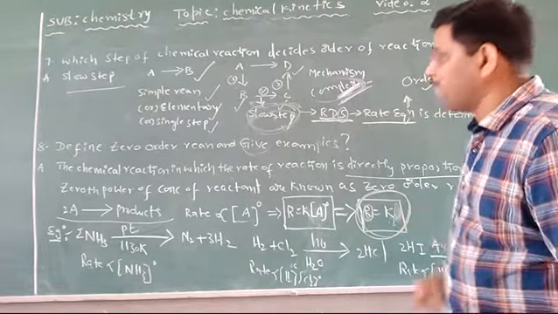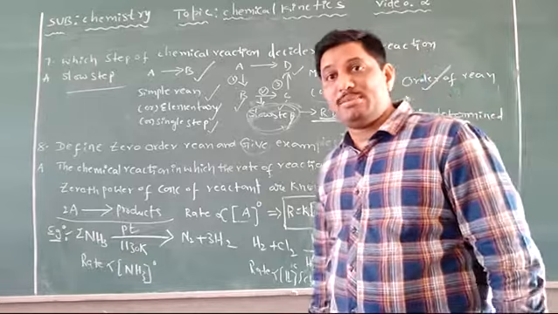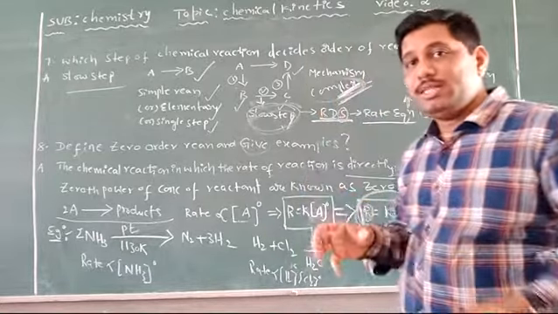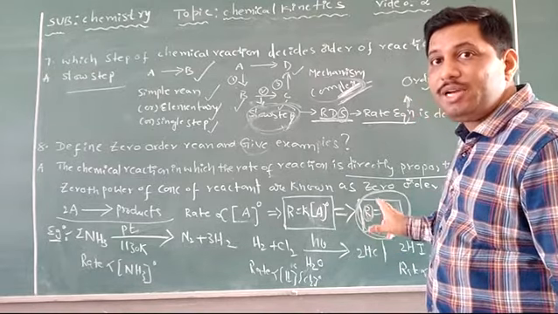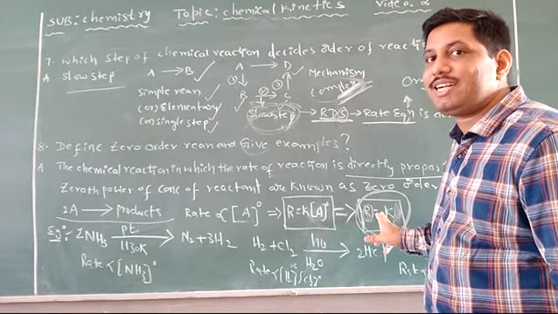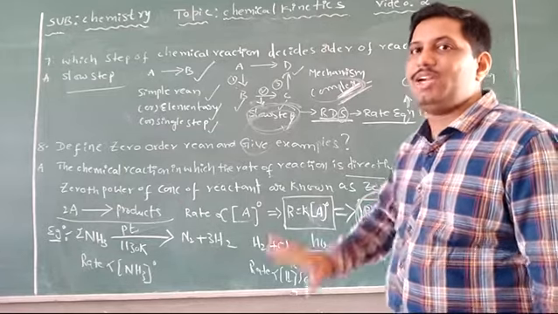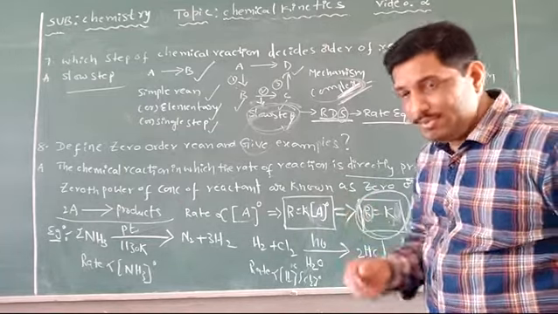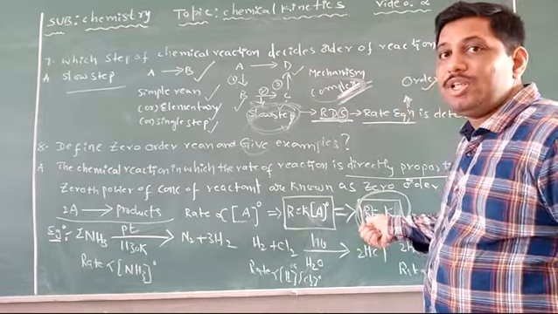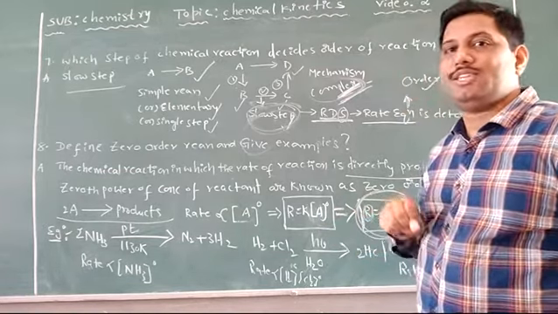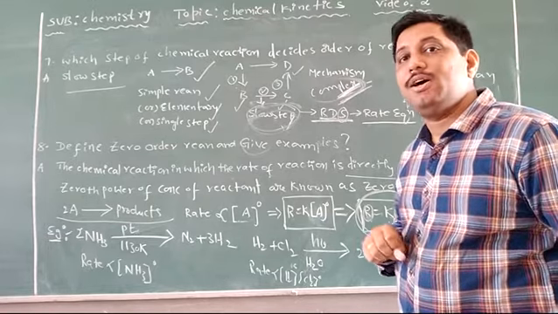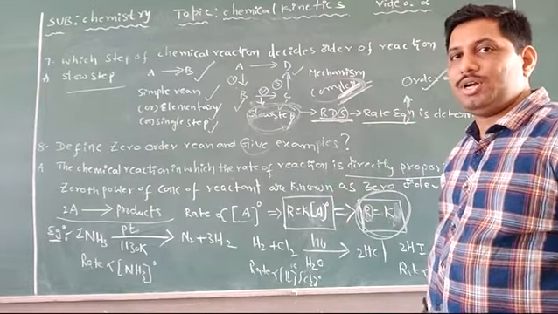Due to this reason, the zero order reaction can be defined in another way. That is, the chemical reactions in which the rate of the reaction is independent of the concentration of reactant are known as zero order reactions. The reactions in which the rate of the reaction does not depend on the initial concentration of reactant are known as zero order reactions.